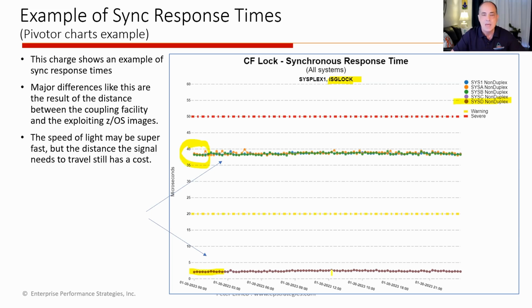Why would this happen? It typically is due to distance. I'm not saying that's the cause here, but you have to look at all reasons, and distance is a big one. In this particular environment, I happen to know that the coupling facility is some number of kilometers away from the exploiting z/OS system. As a result, it takes time to put those requests over the link, because the speed of light, although super fast, does have a limit. So it is going to incur a response time delay. This is just an example of looking at response times between a coupling facility where the z/OS system is right next to it, versus a coupling facility that is some number of kilometers away.